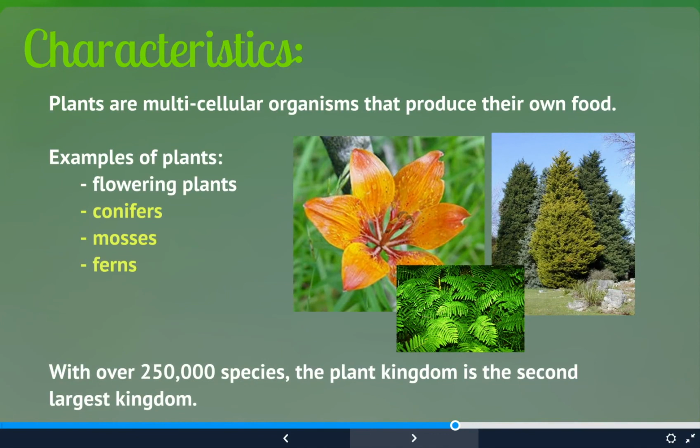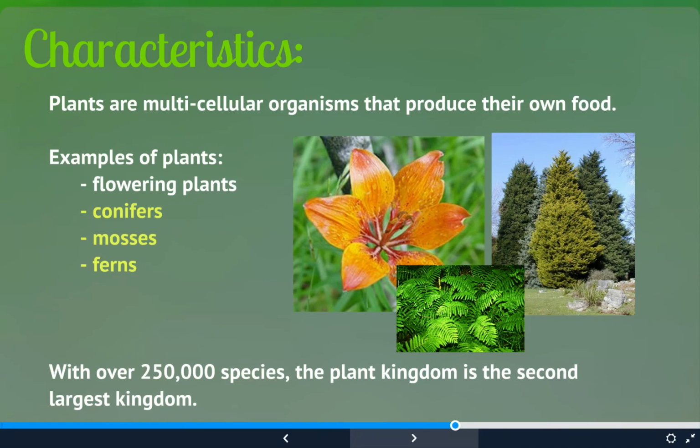Moving on to the kingdom Plantae. This is where all the plants are. Plants are multicellular organisms that produce their own food. If you can make your own food, you're called an autotroph. Auto means own, troph means food.